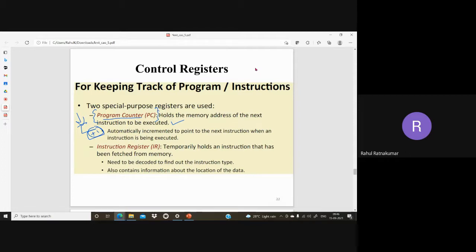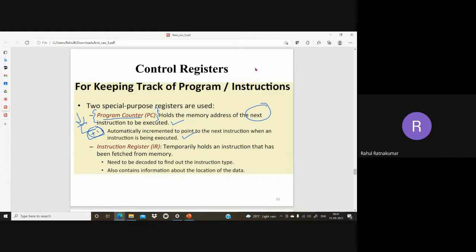It always points to the next instruction to be executed. As soon as one instruction is executed, the increment switch is pressed again, and it points to the next instruction to be executed. So it is automatically incremented to point to the next instruction while the current instruction is being executed. The PC, or program counter, has to be incremented to point to the next location.